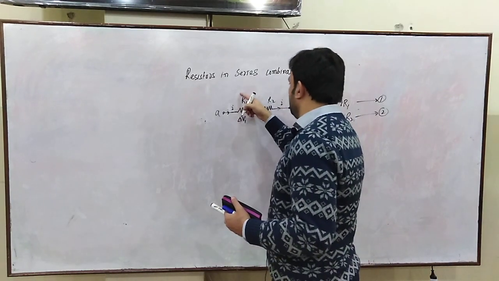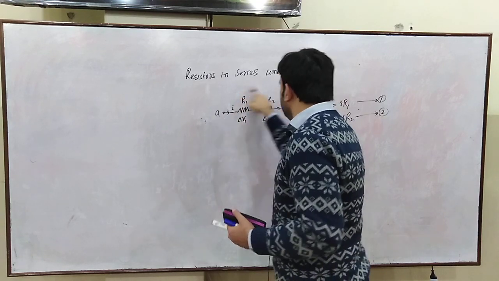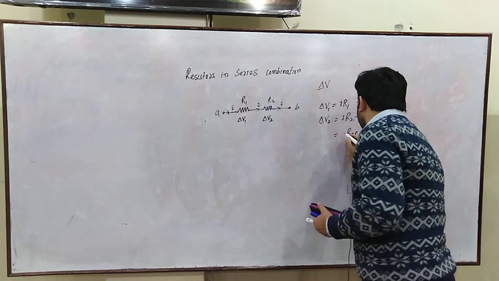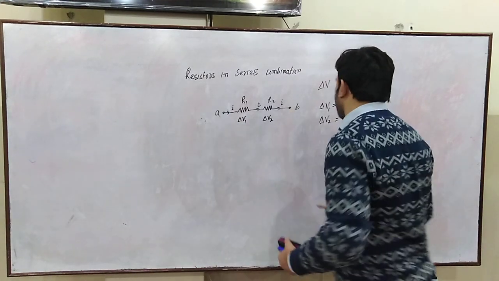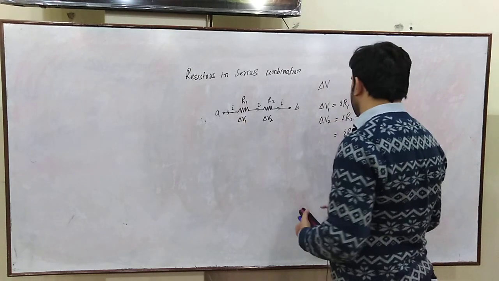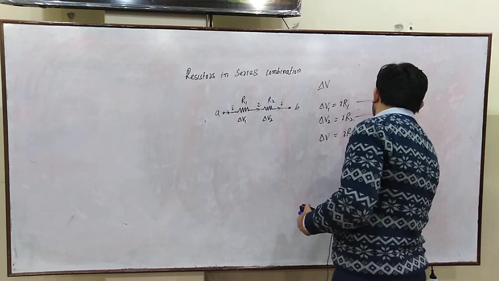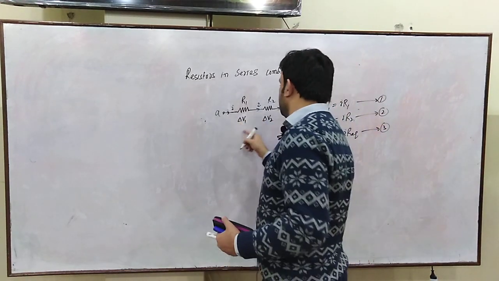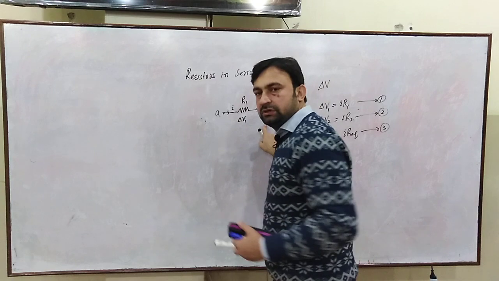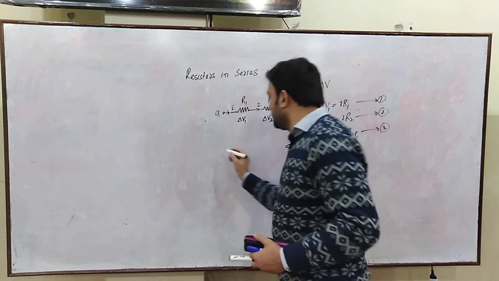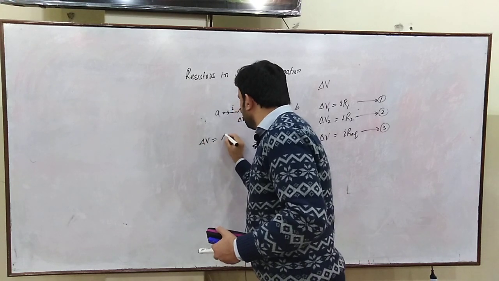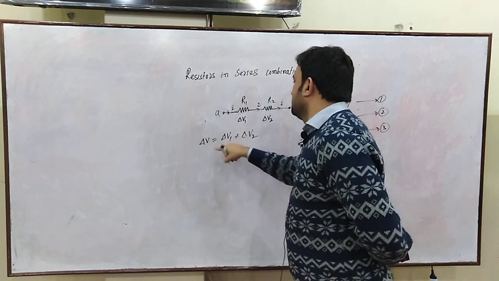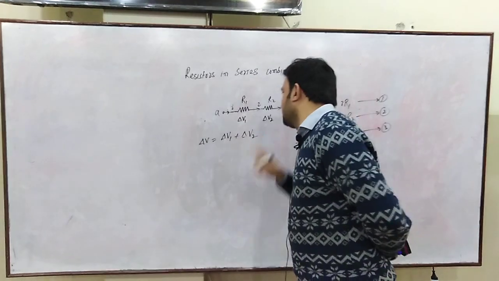Taking into account terminals A and B, this whole circuit has an equivalent resistance, R equivalent, and the current through this circuit is I, and the voltage difference across A and B is del V. So I can write this equation 3. Now you can see del V1 is the voltage across R1, del V2 is the voltage across R2. So the total voltage divides into two parts. The total voltage del V is the sum of del V1 plus del V2.